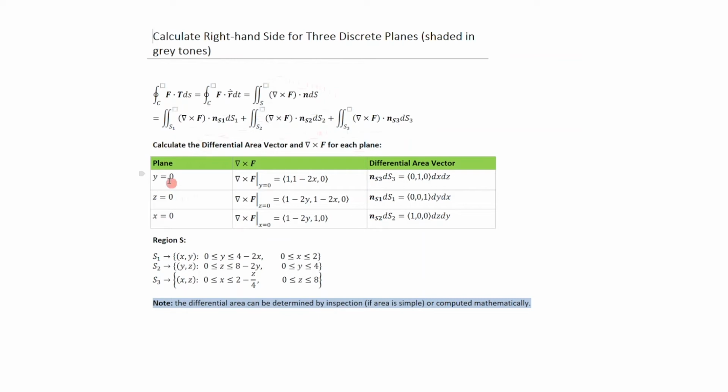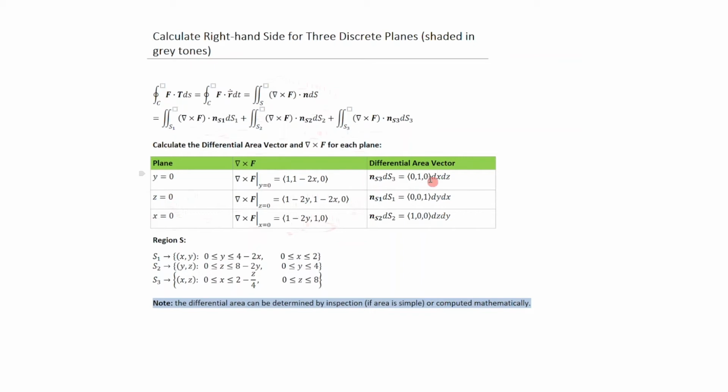So for the y equals 0 plane, we take the curl of F and we set y equal to 0. And so this is the curl of F that we're going to be using as the integrand. For z equals 0, that means we set z equal to 0 in the curl of F. This is the expression we use for the integrand. And for the case x equals 0, set x equals 0 in the curl of F. And this is the expression we use for the integrand.